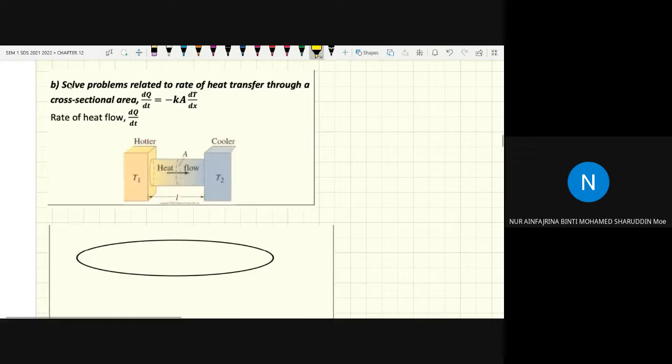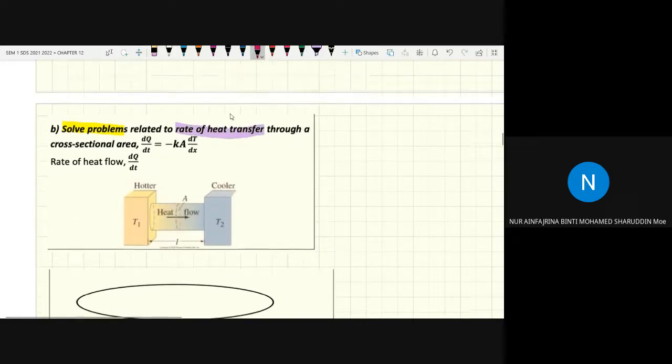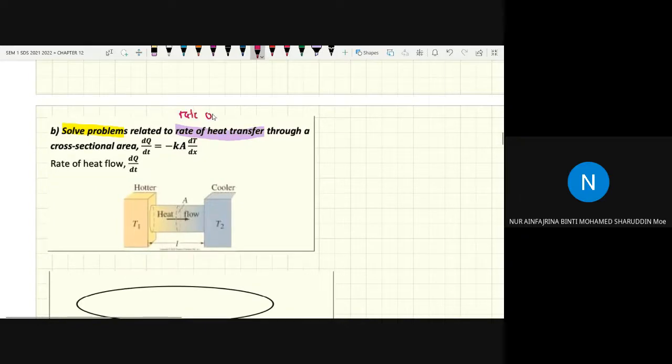So next one adalah kita nak belajar solve problems. The next learning outcome is solve problems related to rate of heat transfer. Nama lain untuk rate of heat transfer adalah rate of heat flow through a cross-sectional area. So rate of heat flow ataupun rate of heat transfer ini kita tahu heat. Heat adalah Q. Okay, heat energy Q. So, bila ada perkataan rate, dia adalah over time. Jadi, rate of heat flow ini adalah dQ dt. So, this is rate of heat flow, dQ dt.